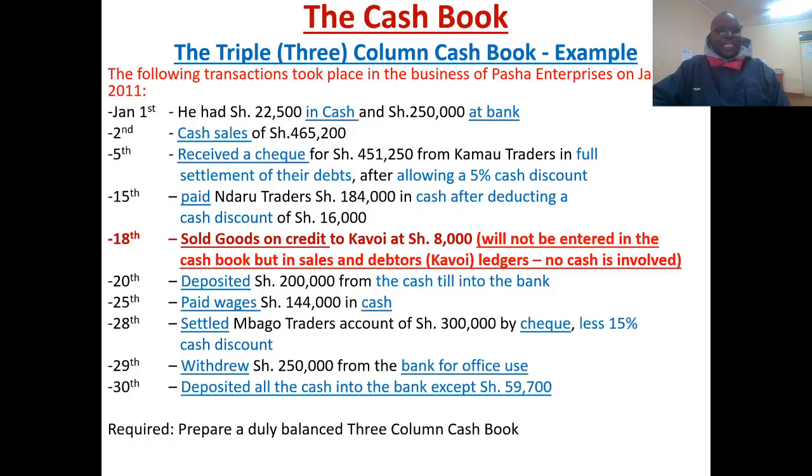On 5th, they received a check for 451,250 from Kamau Traders in full settlement of their debts after allowing a 5% cash discount. So Kamau Traders paid Pasha Enterprises 451,250 to settle their debt where they had bought goods on credit in the previous period. And because they had been promised a discount, they were to deduct a 5% cash discount.